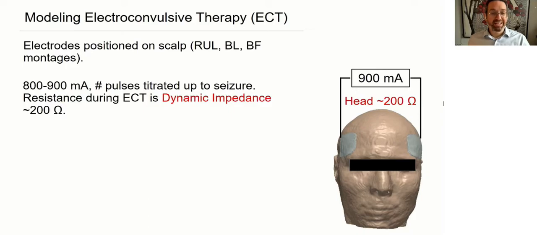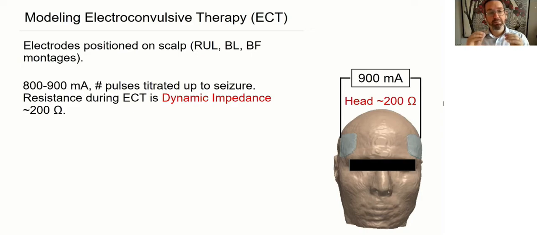similarity with tDCS ends, because while tDCS uses 1 milliamp of sustained current, ECT uses almost an amp, hundreds of milliamps, and they're applied in brief pulses, and the pulses are repeated, and the number of pulses is typically increased until a seizure or a clinically meaningful seizure is produced.